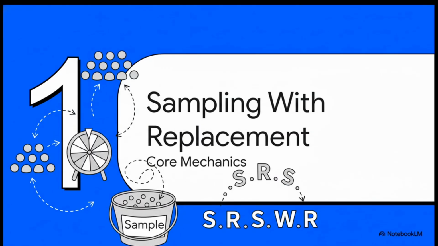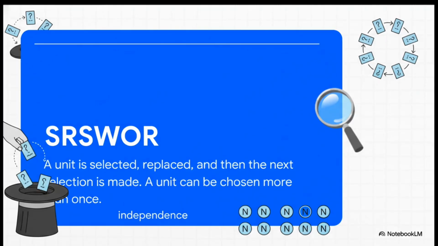Okay, first things first. Let's build our foundation. What exactly do we mean when we say simple random sampling with replacement? We'll call it SRSWR for short. The big idea here, the absolute key, is independence. Picture this. You've got a hat full of names. With this method, you draw a name, you read it, and then you put it right back in the hat. That means every single draw is a totally fresh start. The full population of N units is always there, so every single unit always has that exact same 1 in N chance of being picked.